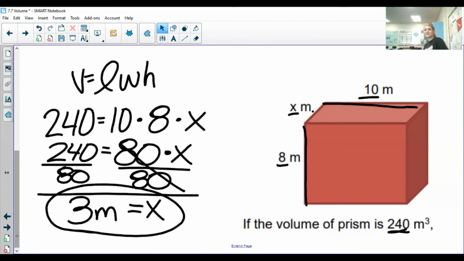So that's all I have for you. Finding volume, length times height times width. Put it in simplest form, and make sure your label is whatever the unit is, and then that you cube it.